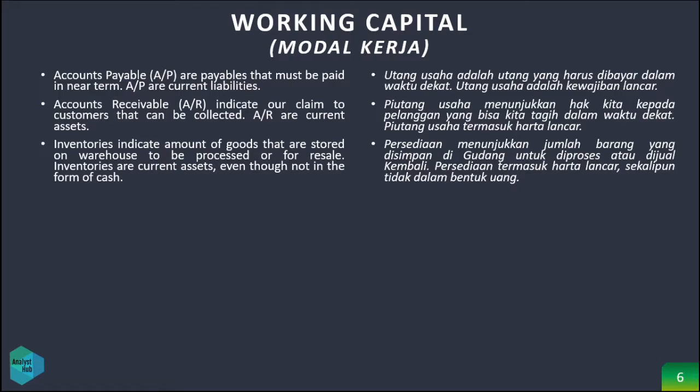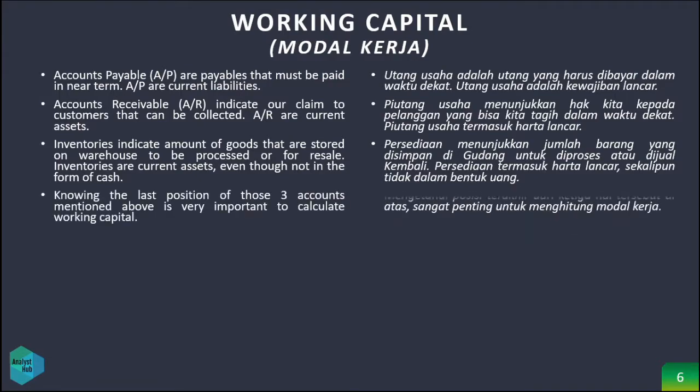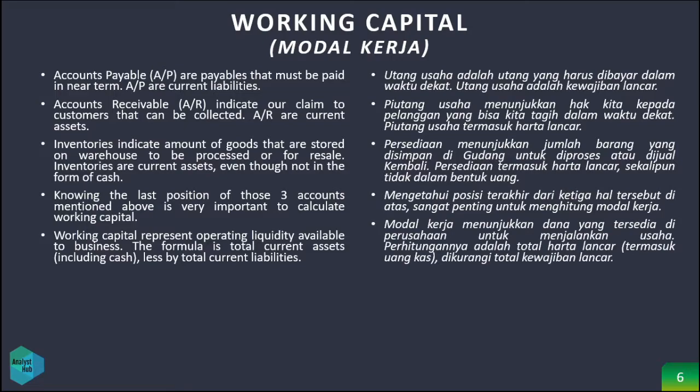In practice, there are more than just those three accounts that are categorized as current assets or current liabilities. But at least, knowing the numbers of those three accounts will be very important to calculate working capital. Now, what is working capital? Working capital represents operating liquidity available to a business. The formula is total current assets, including cash, less total current liabilities. The result is what is called working capital.